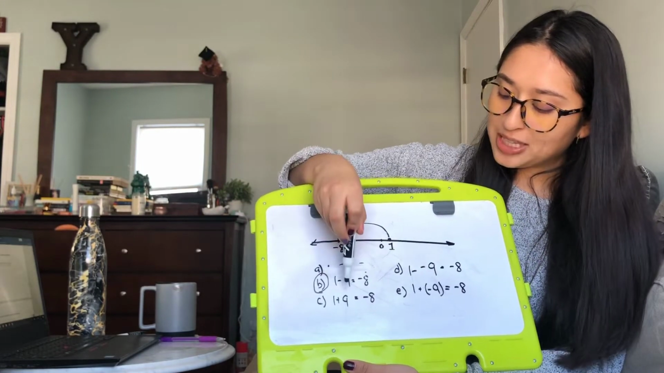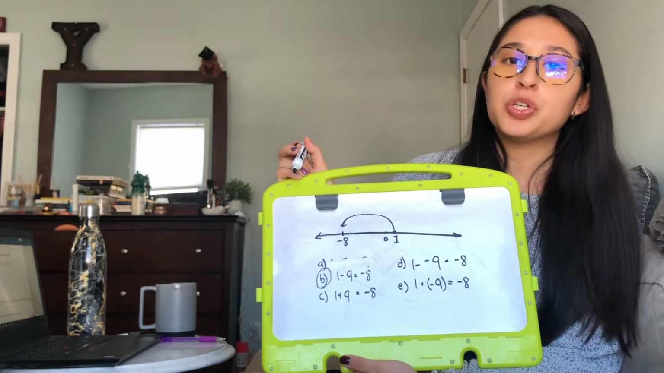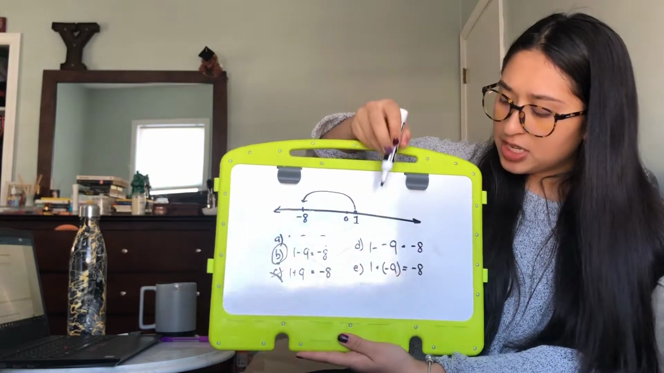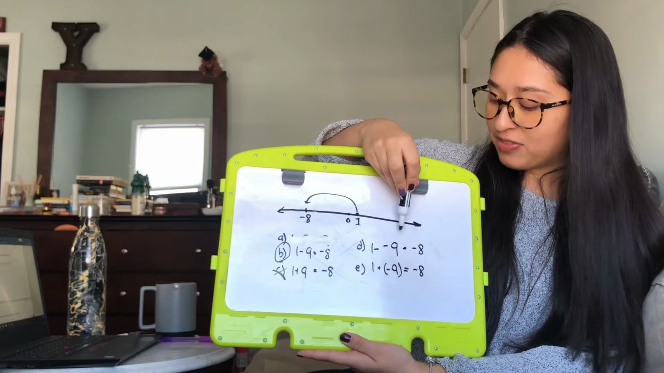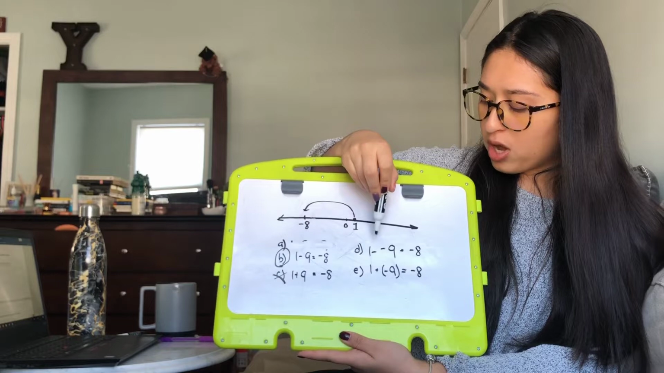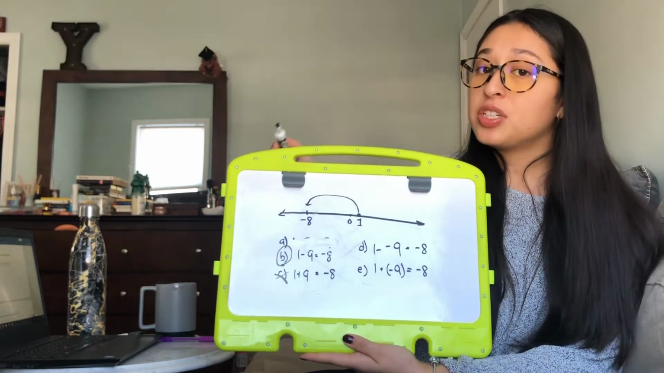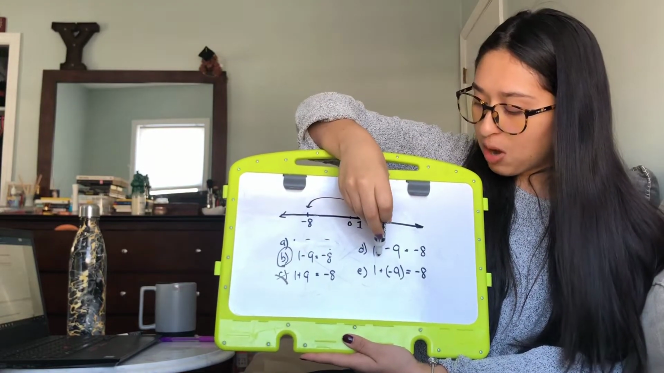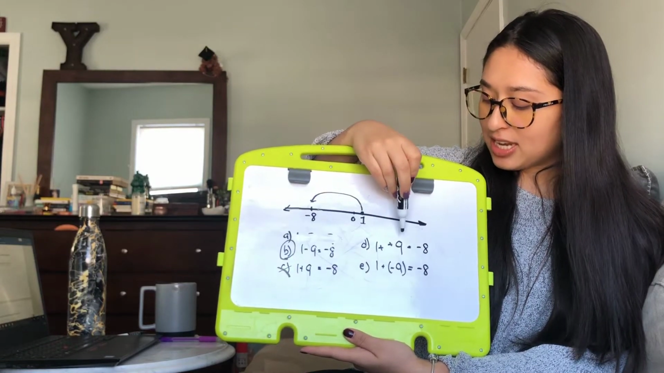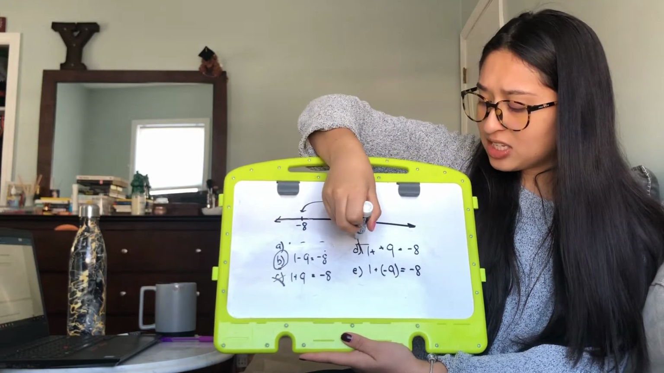C is saying 1 plus 9 is equal to negative 8. Well, we know that that simply can't be true because 1 plus 9 is going to give us positive 10. What about D? 1 minus negative 9 is equal to negative 8. Let's think that through. When I have subtraction of a negative number, I'm going to change the operation and change the sign. So I'm left with 1 plus 9. And does 1 plus 9 equal negative 8? Just like we talked about in C, it does not.